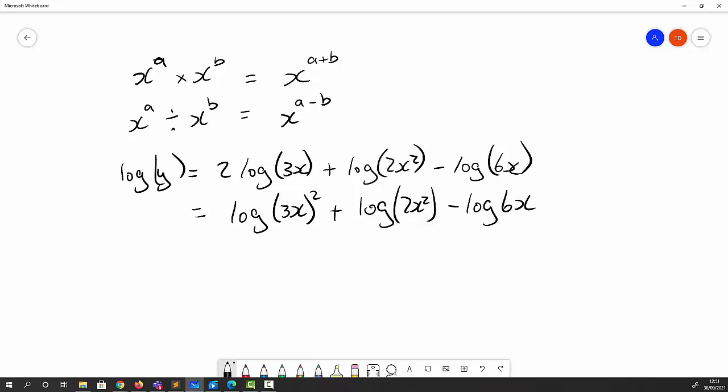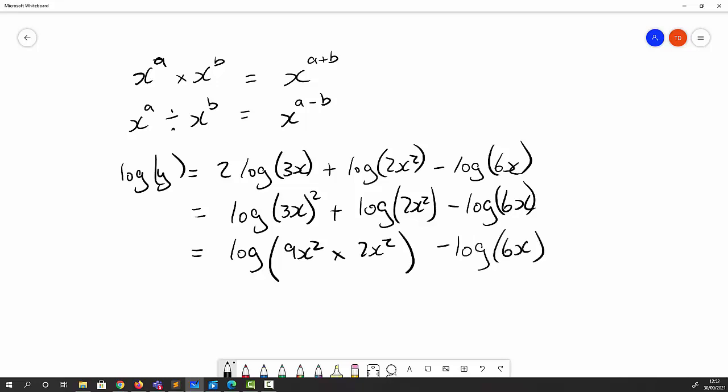So let's take these two to start with. So that is the same as log of 9x squared. You see, I've just squared that, times 2x squared minus log of 6x. Okay, so I've dealt with the first two terms, and obviously that's going to be 18x to the power of 4. So I can say that that is equal to log 18x to the power of 4, but now I've got this minus 6x, so I can say that's the same as dividing by 6x.